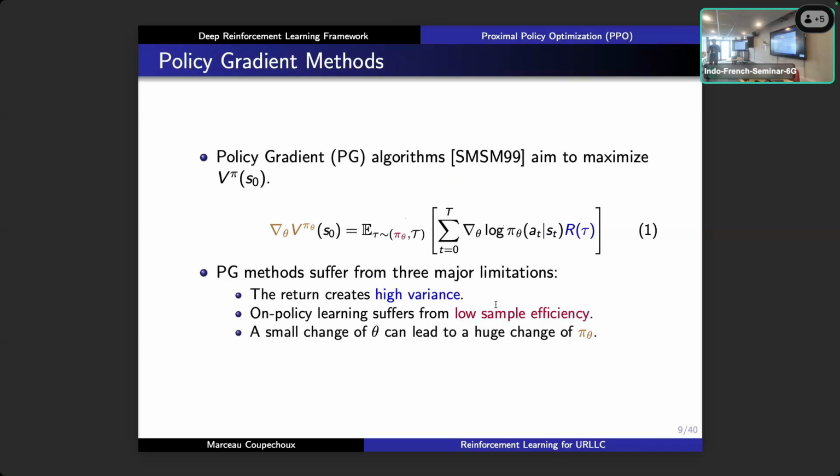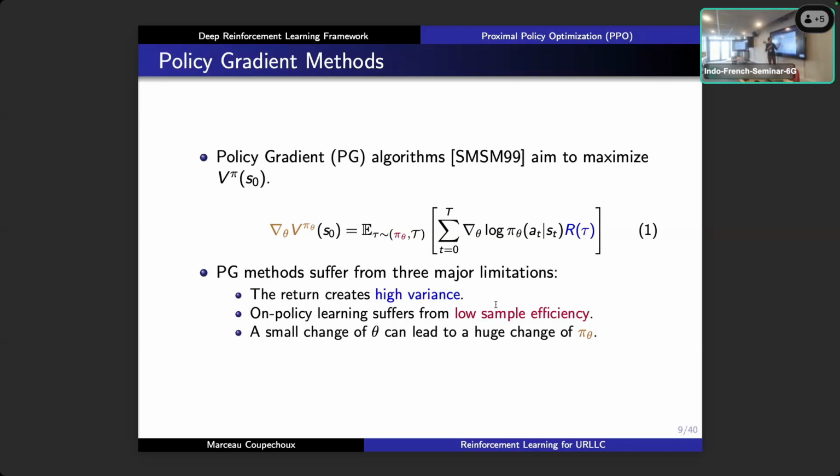And they are all more or less based on the policy gradient theorem, which says that if the policy is parameterized by a certain parameter theta, we have a nice expression of the gradient of this function seen as a function of theta. We can express it as a function of the policy pi theta that we are looking at, and of the return along a trajectory.